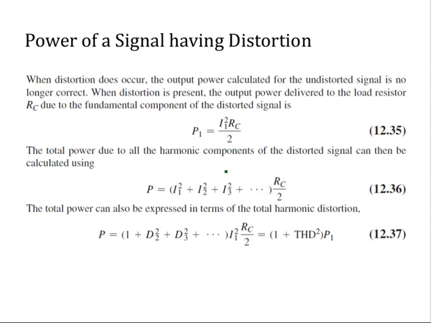The total power due to harmonic components will be the sum of these: I1 square RC by 2 plus I2 square RC by 2, like that it goes. So here if you substitute, then the total power can also be expressed in terms of total harmonic distortion. It will be P is equal to I1 square RC by 2, or the fundamental power, into 1 plus D2 square plus D3 square plus etc., that is 1 plus THD square, which will give you the expression for the output power in case there is a distorted output wave.